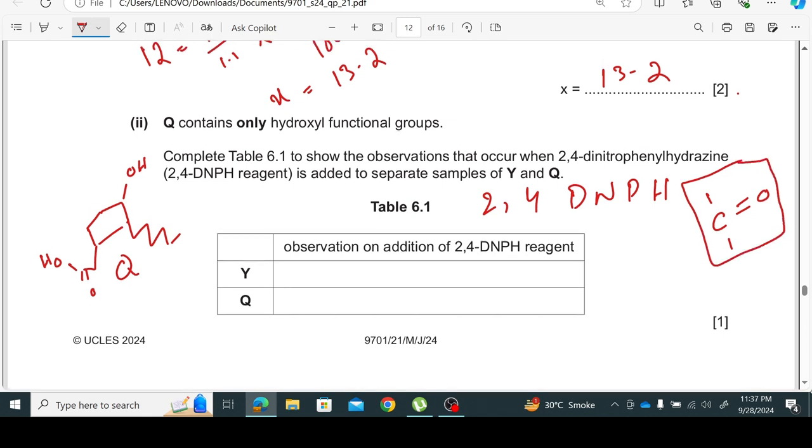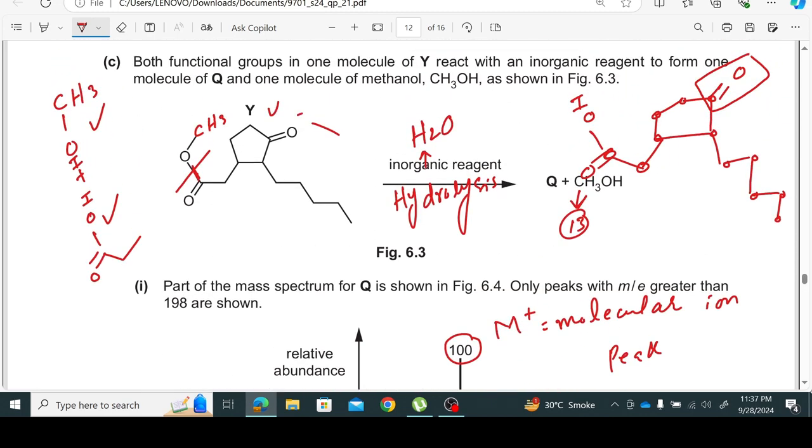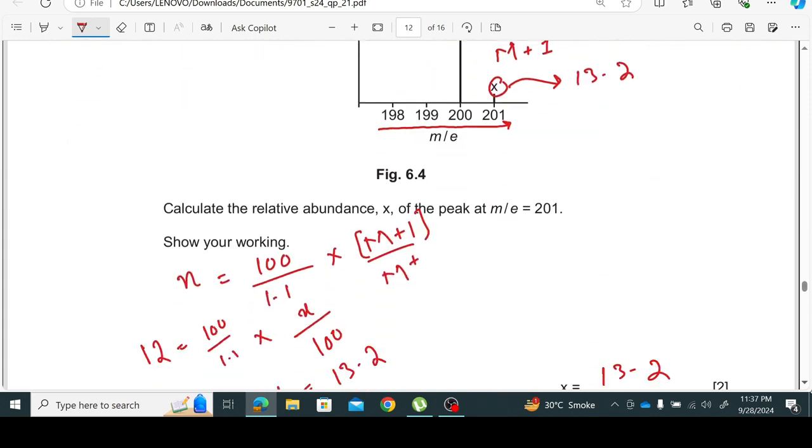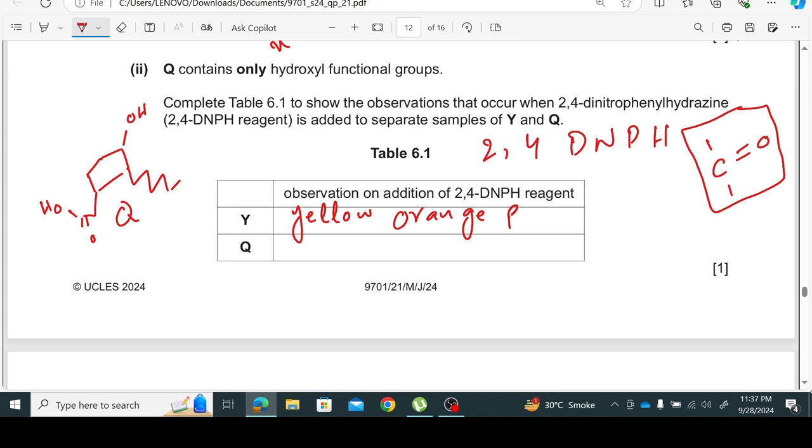And you can see in your Y structure, you have this ketone functional group, you have an aldehyde group. So it will give a positive test. Because Y contains a carbonyl group, you will get a yellow-orange precipitate. What is the positive test? You will get a yellow-orange precipitate.